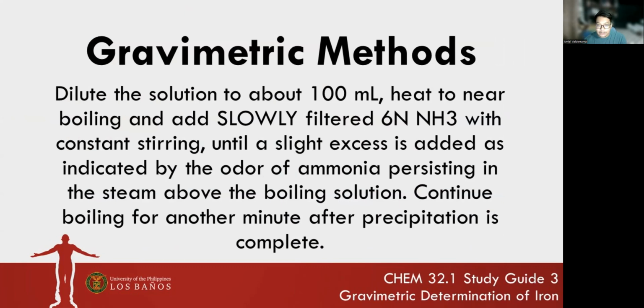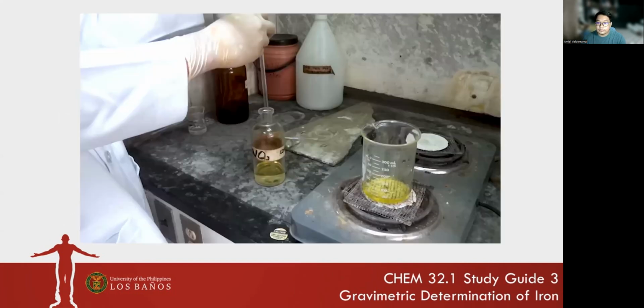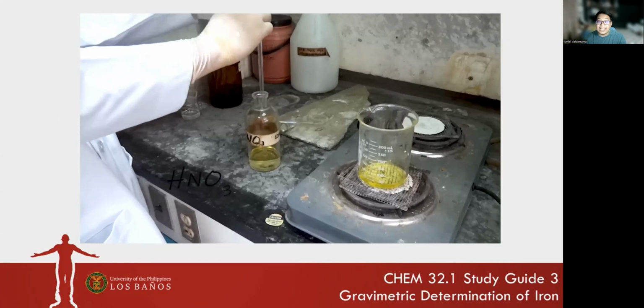So why filtered? Because ammonia, when stored in a glass container, tends to produce silicates. Okay? So those silicates may interfere with your precipitation of your compound of interest. And for you to avoid that, you have to filter first your ammonia solution prior to usage in your dissolution part. Or digestion part, rather.